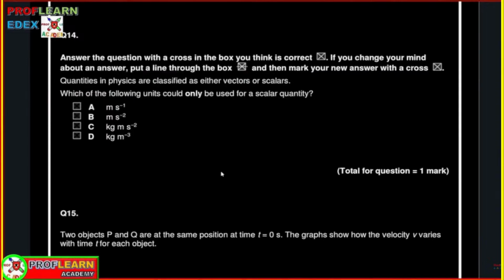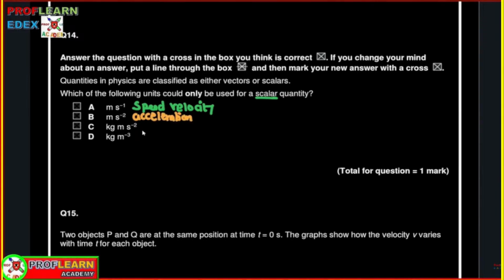Quantities in physics are classified as either vectors or scalar. Which of the following units could only be used for scalar quantity? Now, we see meter per second. Meter per second can represent the unit for speed or velocity, so that can be scalar or can be vector. Meter per second square represents the unit for acceleration, which is actually a vector.